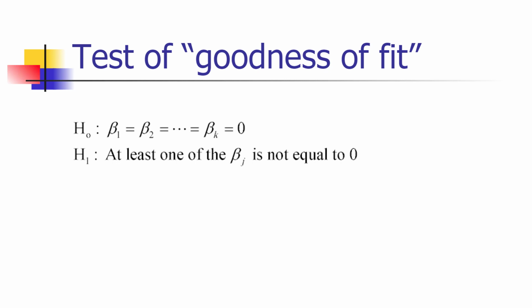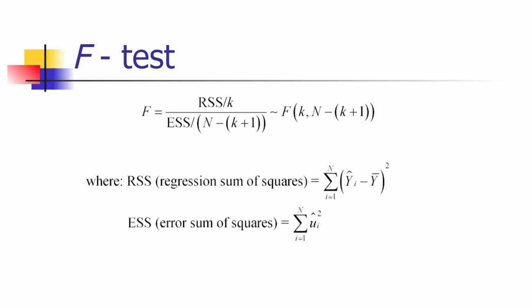So this is a pretty minimal test. What it's testing for is whether at least one variable has some impact on the variable you're trying to explain. If you can't reject that null hypothesis, your model is probably not a very useful model. The formula that we use is this. It looks very similar to what we used before, except now we have k in there, where in the bivariate case, we had just used 1.